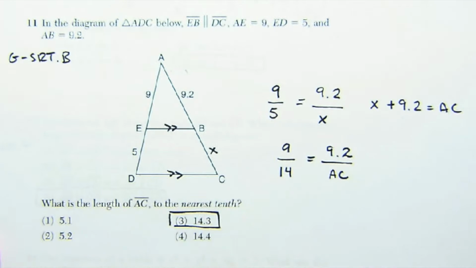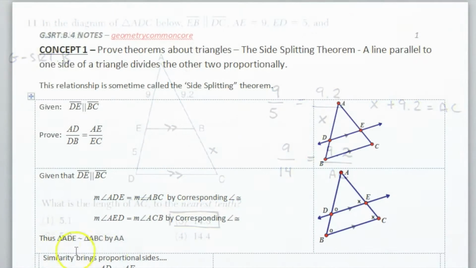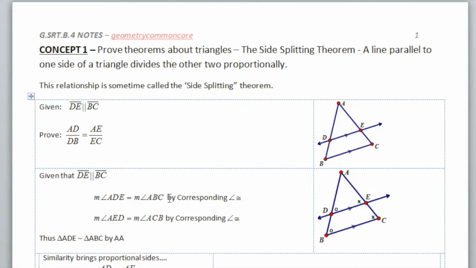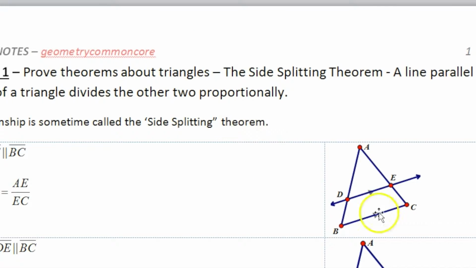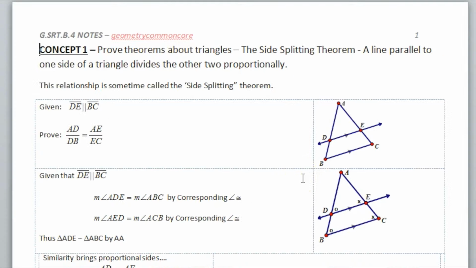And we get this. Let's take a look at the materials to show you where the side-splitting theorem is and where we do a lot of questions like this. So you can see here that in this question we definitely establish the concepts of what's called the side-splitting theorem, where we look at the relationship of the pieces that are cut by that parallel line. So the side-splitting theorem is really at the heart of this particular question.